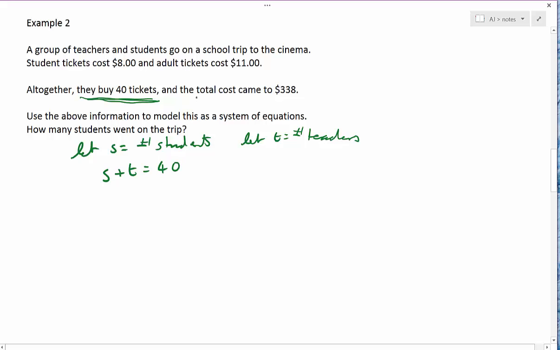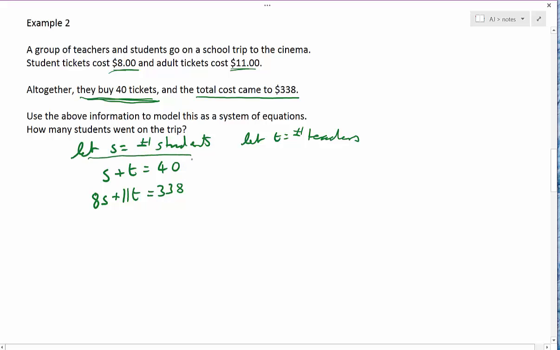So the number of students plus the number of teachers must equal 40. The other piece of information is the cost. So how do we get the total cost? Well, it's the number of students times by the cost per student, and the number of teachers times by the cost per teacher. So if there were 2 students, the student tickets would cost them $16. If there were 10 students, the student tickets would cost them $80. If there were S students, the ticket cost for the students would be 8S, and equally the cost for the teachers would be 11 times the number of teachers, and altogether that comes to $338.